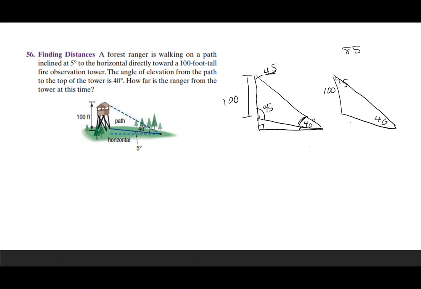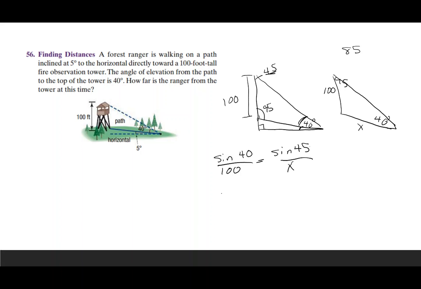What am I trying to figure out? I'm trying to find this bottom part, the distance that the ranger is away from this tower. So I'm going to use the law of sines, and I'm going to use the 40 and the 100 because I know those. So sine of 40 over 100 is equal to sine of 45 over x. This takes care of the fact that he is going to walk up the hill a little bit. That walking up the hill should make it a little bit longer of a path than if he was just walking straight.